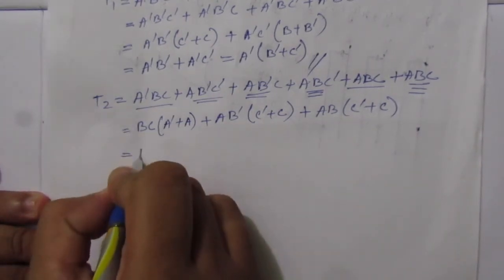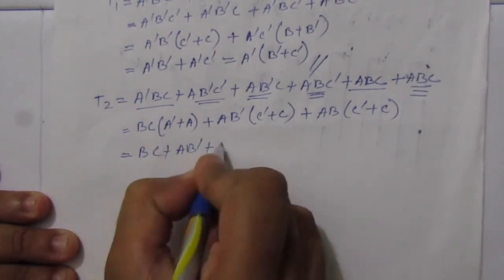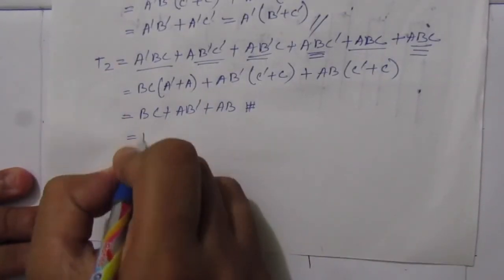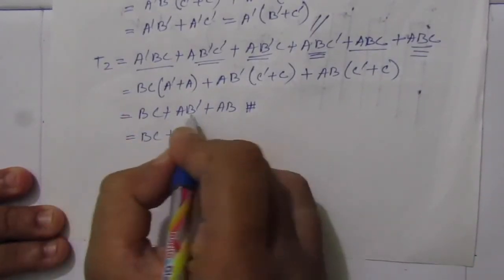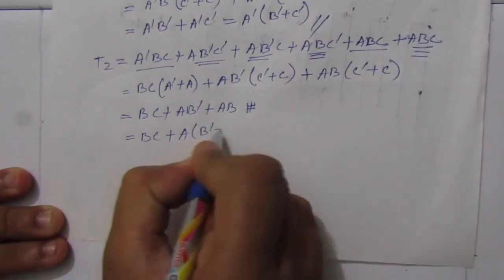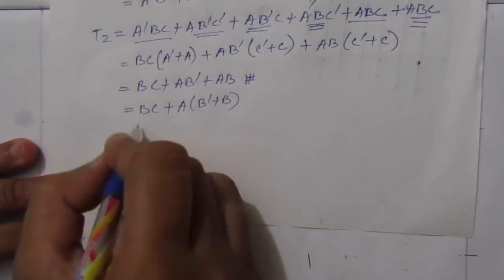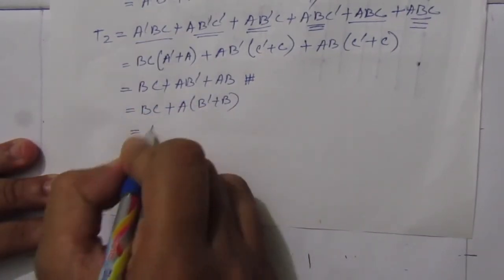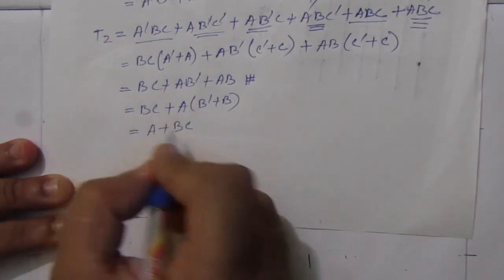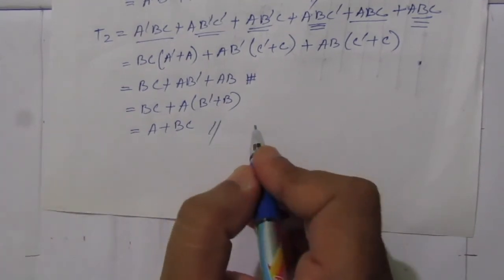So we can rewrite it as BC plus A B bar plus AB. We can further minimize it: BC plus, from these two terms we can take A common, we will get B bar plus B, which is nothing but 1. So we can rewrite it as A plus BC. So this is the minimized expression for T2.